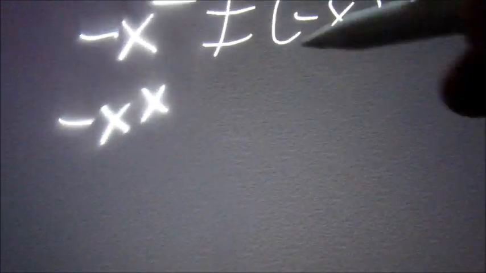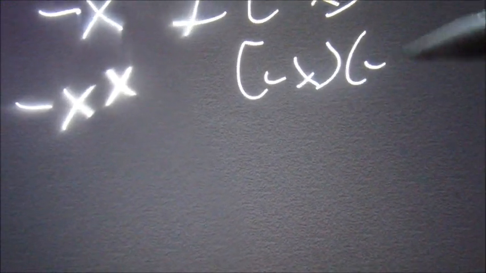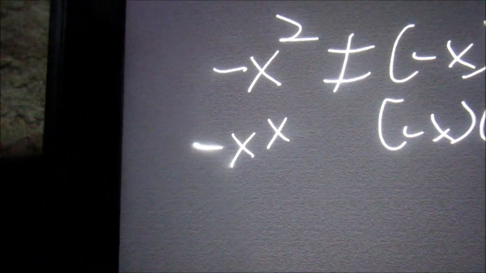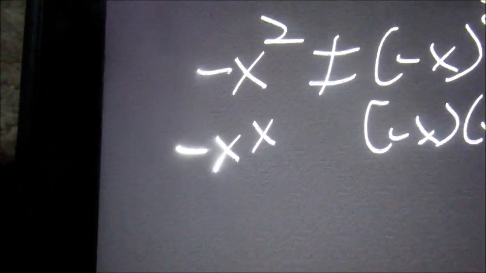An important thing here is that you know that negative x squared does not equal negative x in parentheses squared. We talked about this before. This one means negative times x. This one is negative x times negative x. There is a big difference between the two.